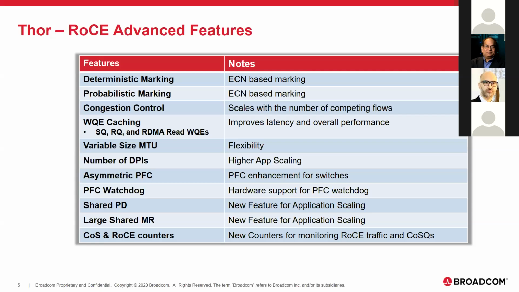And then for HPC database type of applications, there is a model where you want to have one shared protection domain, and within that have a very large contiguous memory region that can be used for application scaling. So multiple cooperating processes can share those. So that support was introduced in Thor to enable that model. And while doing all these data path features, we also added a number of features which allow you to have visibility into the traffic. And that's where a lot of statistic monitoring and per class queue level counters were added. So this allows you to have more visibility into the RoCE traffic. So these are all the advanced features that are in Thor.